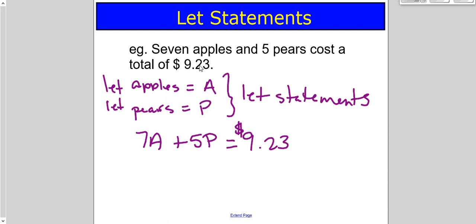Okay, let statements are going to be very important as we do some word problems within our unit.